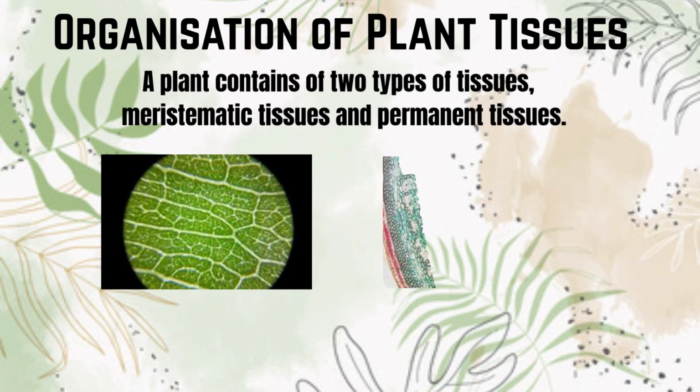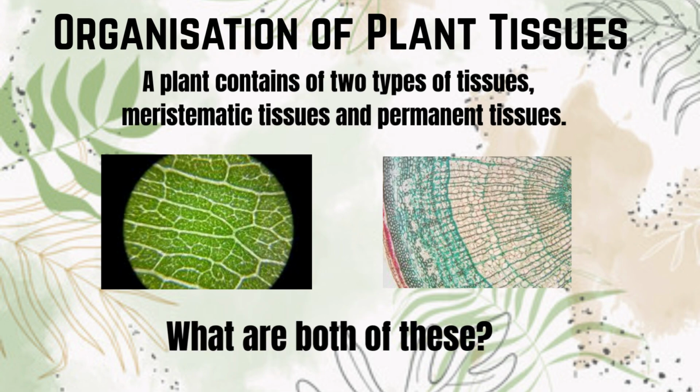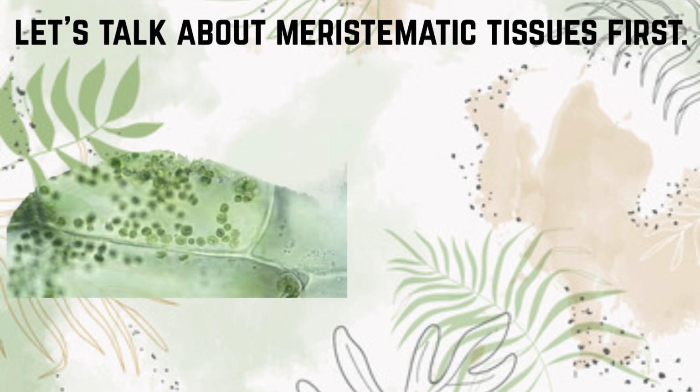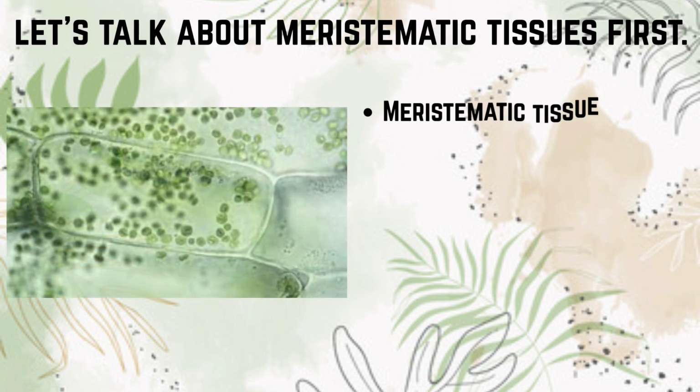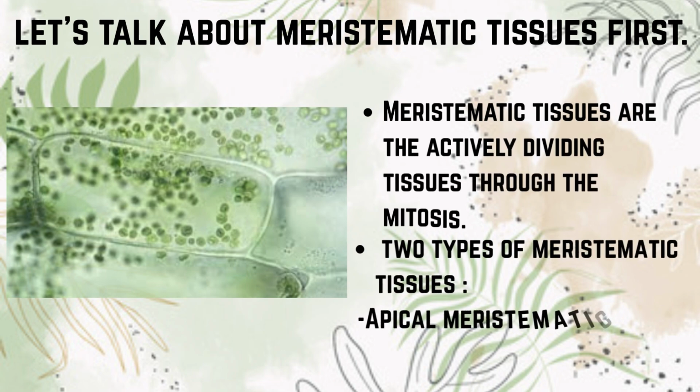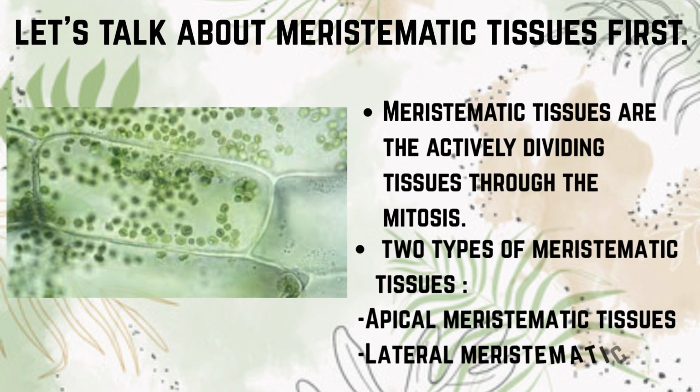Organization of plant tissues. A plant consists of two types of tissues, which are meristematic tissues and permanent tissues. What are both of these? Let's talk about meristematic tissues first. Meristematic tissues are the actively dividing tissues through mitosis. There are two types of meristematic tissues, which are apical meristematic tissues and lateral meristematic tissues.